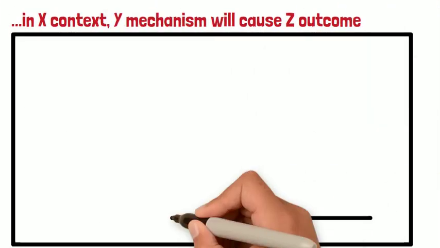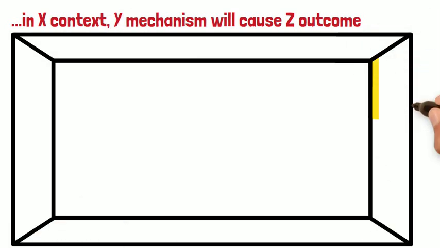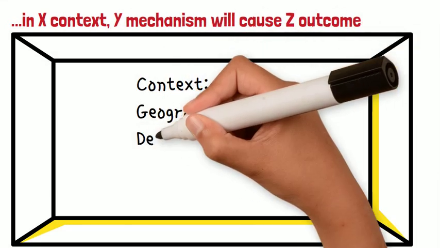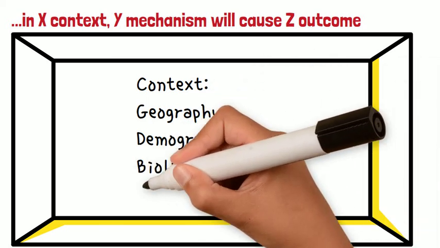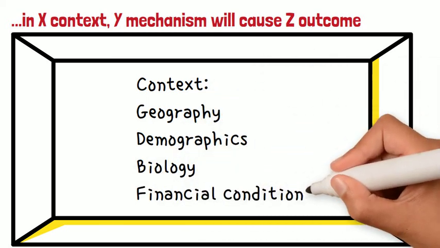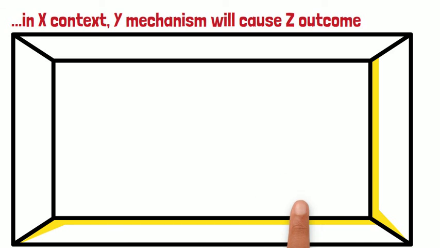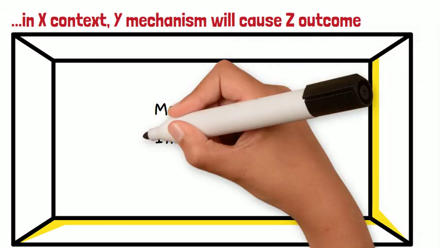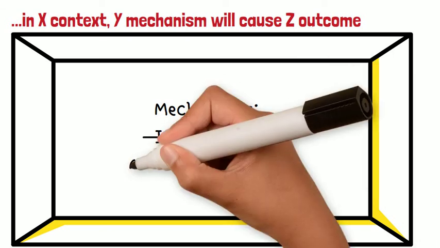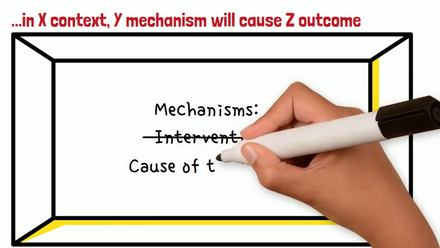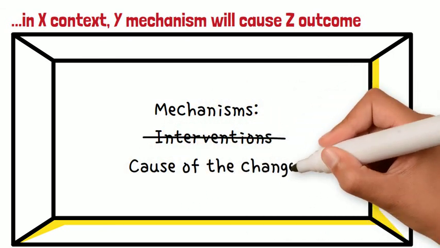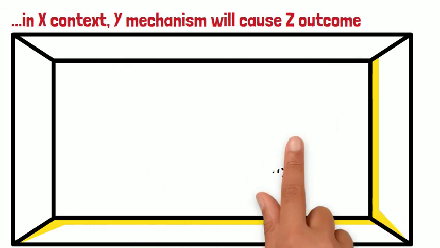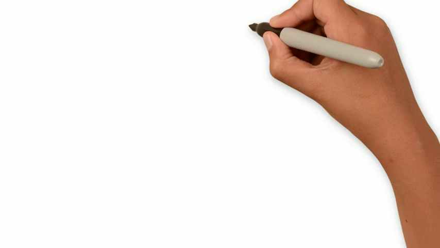Context can be anything in the environment, from geography to demographics, biology, financial conditions, and so on. Mechanisms refer not to the interventions themselves, but rather the underlying forces that create the change. Often, these are the ways of thinking in response to an offered resource or resources, and are triggered by contextual factors. Let's take an example from Gilmore et al.